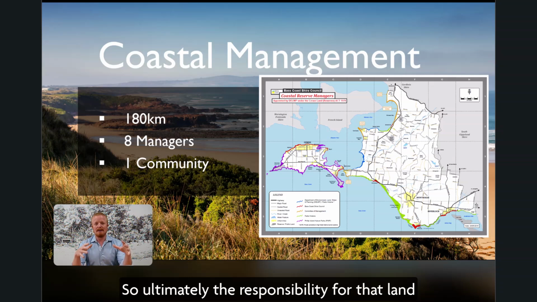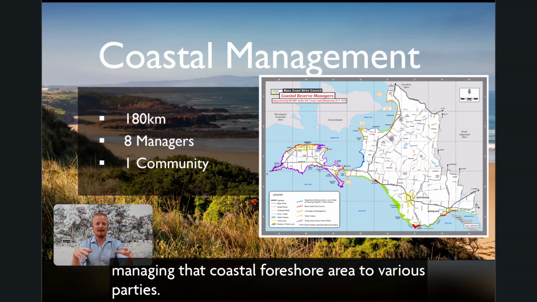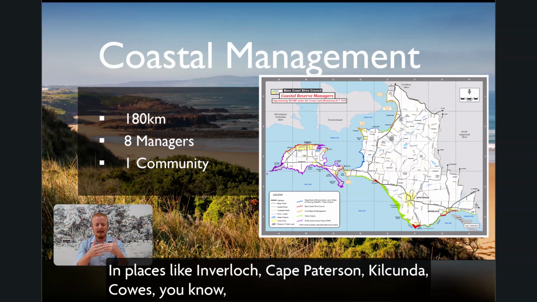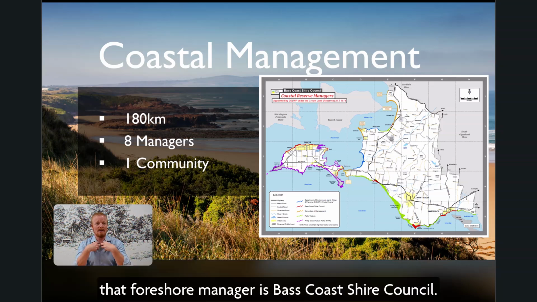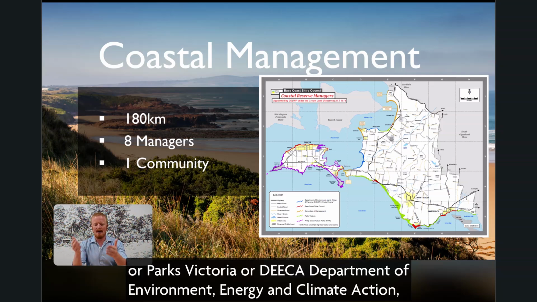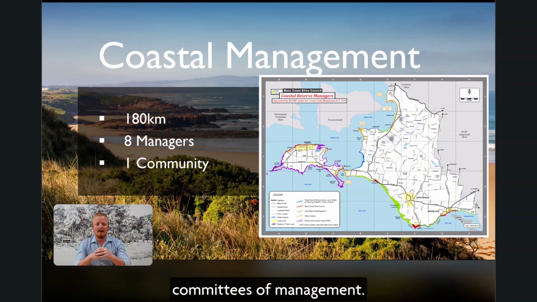Ultimately, the responsibility for that land rests with the state government, but they assign day-to-day responsibility for managing that coastal foreshore area to various parties. In a lot of places, as this map depicts, where the red is and often where a township meets the coast, in places like Inverloch, Cape Patterson, Kilcunda, Cowes, that foreshore manager is Bass Coast Shire Council. In other places, such as a lot of Phillip Island, it might be Phillip Island Nature Parks or Parks Victoria or DEECA, the Department of Environment, Energy and Climate Action, the state government department. So there's a range of coastal foreshore managers, including local community committees of management.